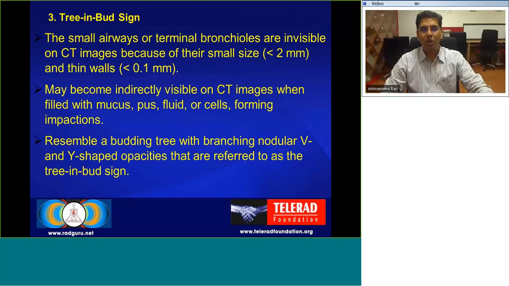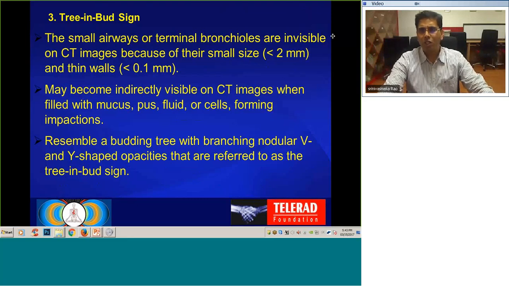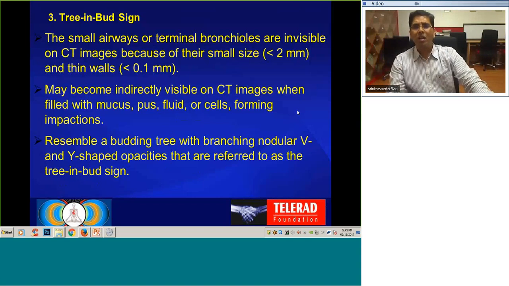As you would have heard, this is a very commonly used terminology. It's a CT terminology. Basically, you need to understand that we can't see this on an X-ray or chest radiograph. These are nothing but the small airways or the terminal bronchioles, which are otherwise normally invisible on CT images because of their size. They are less than 2 mm in size, and the walls are less than 0.1 millimeters.